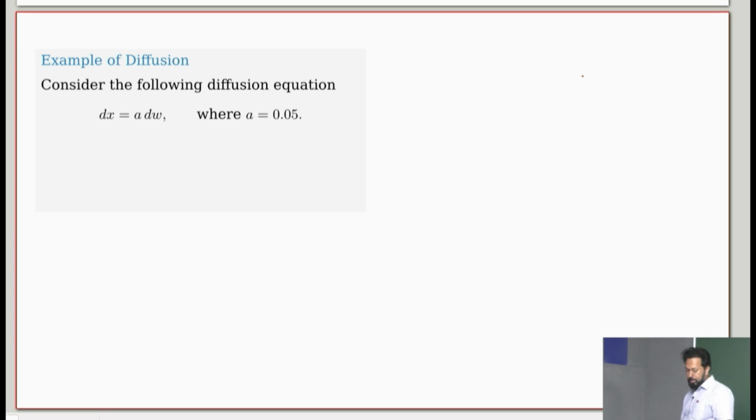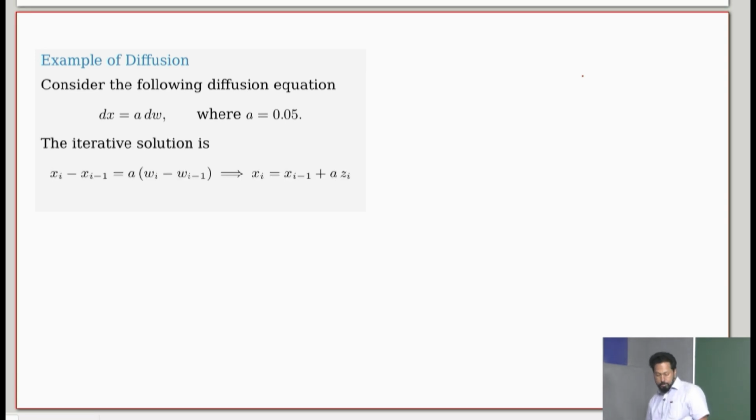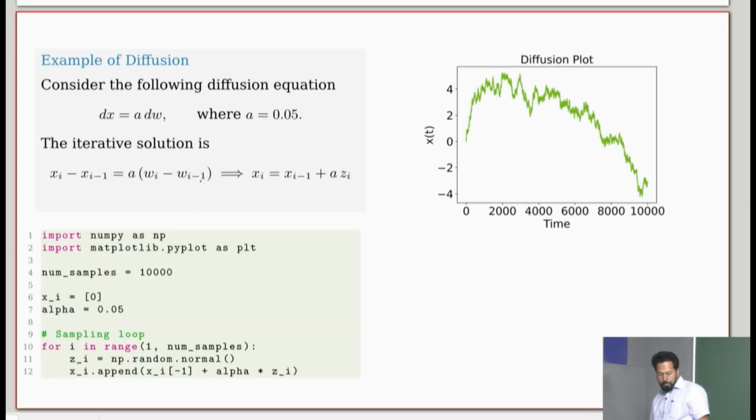If we look into some simple examples, this is a very simple example of a diffusion equation, but you can see the drift term is missing here. You have only the dW term and some a is there. Basically g(t) is a here. In this case we can write the iterative solution, discretize this, which is very simple. dx is x_{i-1}, and a is a constant, and dW is w_{i-1}. And w_{i-1} is a Gaussian process, so Z_i, if standard normal, let's say.